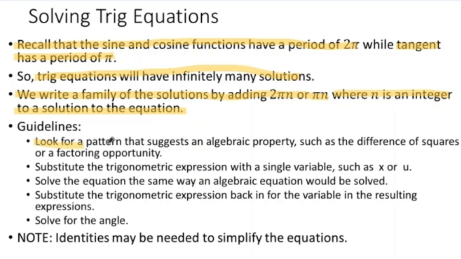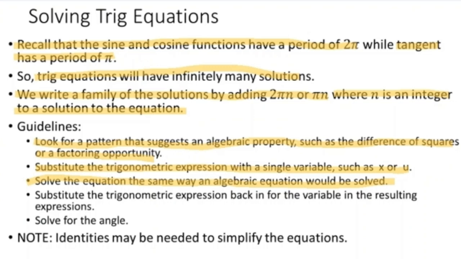The guidelines are the following. First, look for a pattern that suggests an algebraic property, such as a difference of squares, or look for opportunities to factor. You want to try using substitutions. Substituting trigonometric expressions for a single variable, such as x or u, can make the equation transform into something that's easier to understand, especially in the case of quadratic-like equations.